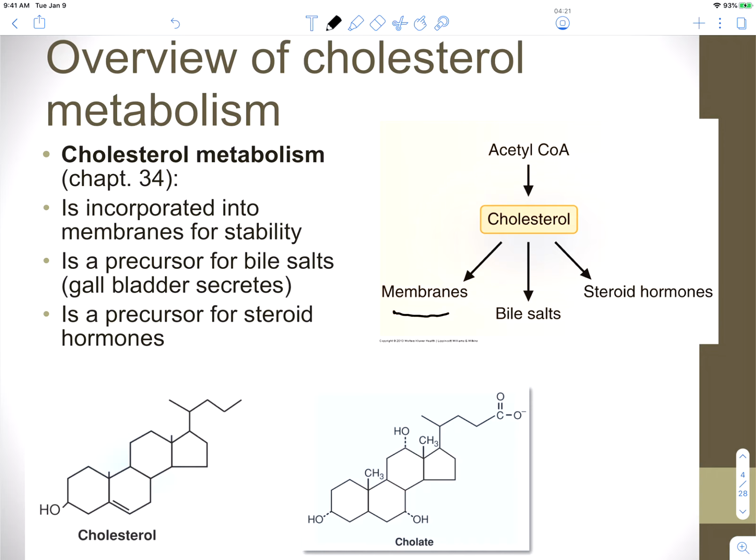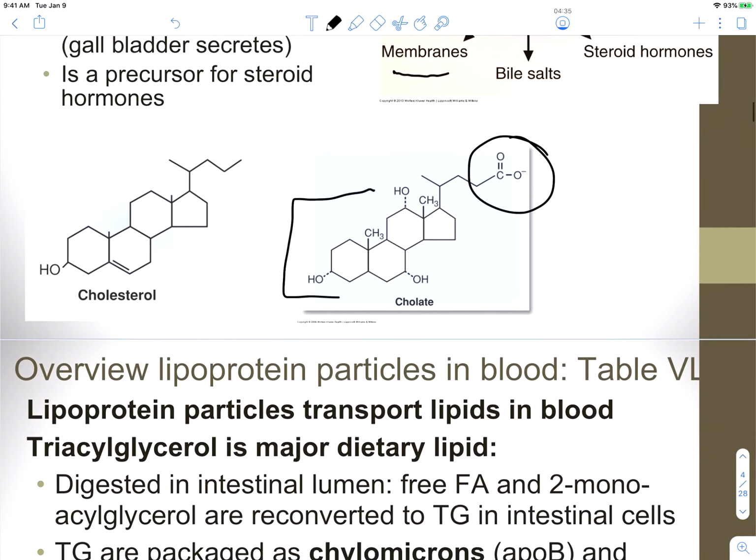Cholate, shown here, is a bile salt. And so you can see that it has that steroid nucleus right here shown. And then it has a further carbon chain attached to that steroid nucleus, and that becomes cholate, which is one of the bile salts that can form.